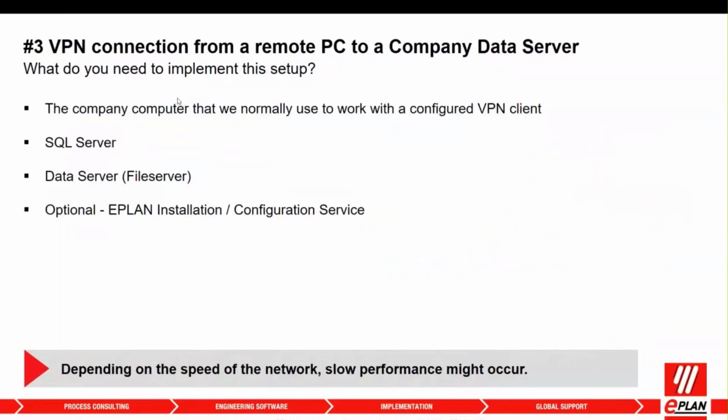So what do we need to implement this setup? The company computer that you normally use, but you have to configure VPN, as you might not use a VPN if you are with your computer in the company, in normal cases. So this is a new circumstance where you need to configure a VPN client so you can connect remotely to your company network. The SQL server should be up and running if you are using SQL for data, for parts at least. The data server, file server, of course, should be up and running unless you're copying the data locally.